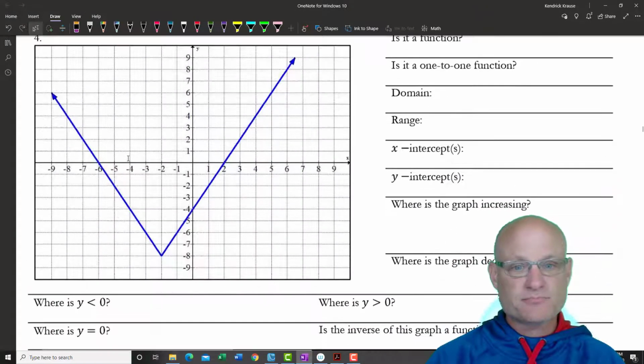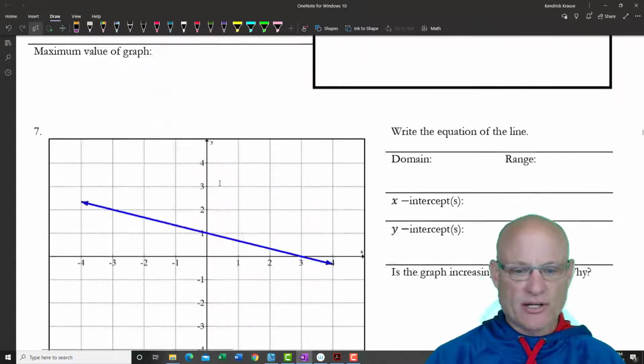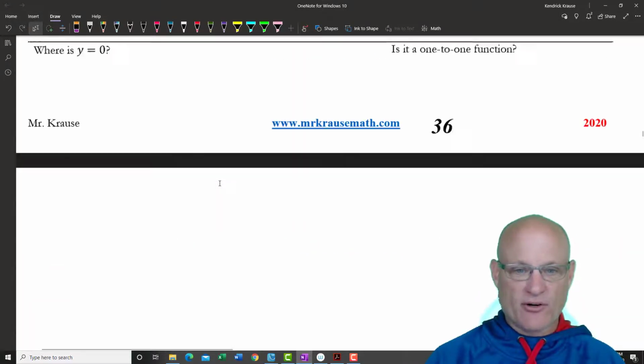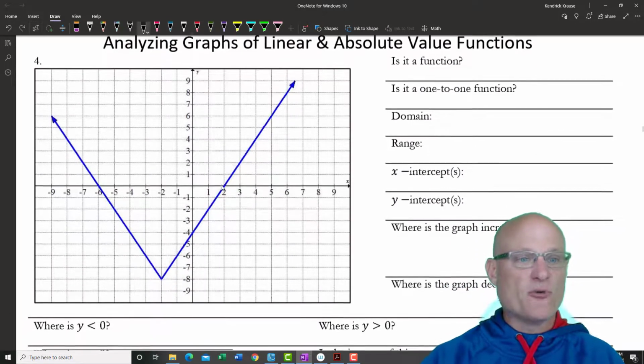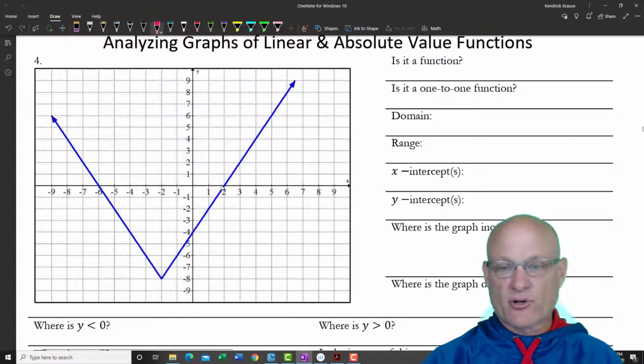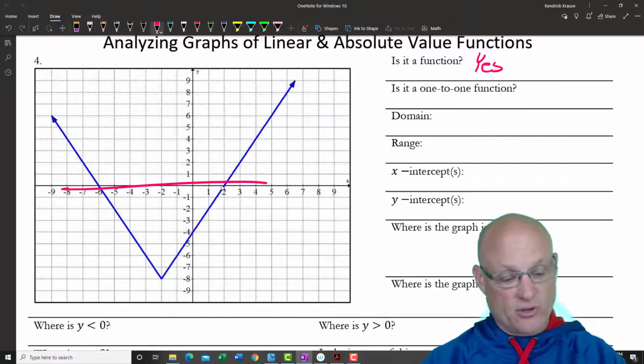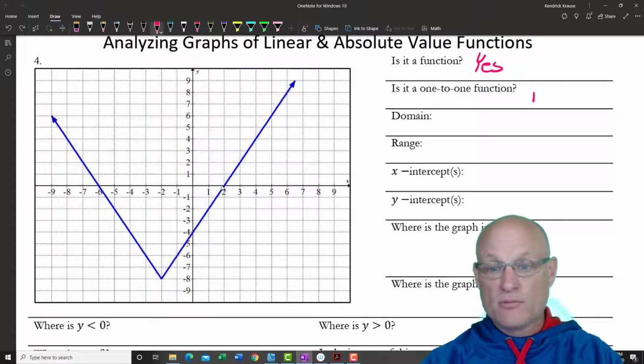All right. So let's go through a couple of these. Hopefully I don't have too many of these. Once you get the idea of what's going on, you can catch on. But let's move on. First and foremost, is this a function? It passes the vertical line test, so yes. Is it a one-to-one function? No, it fails the horizontal line test, so no.